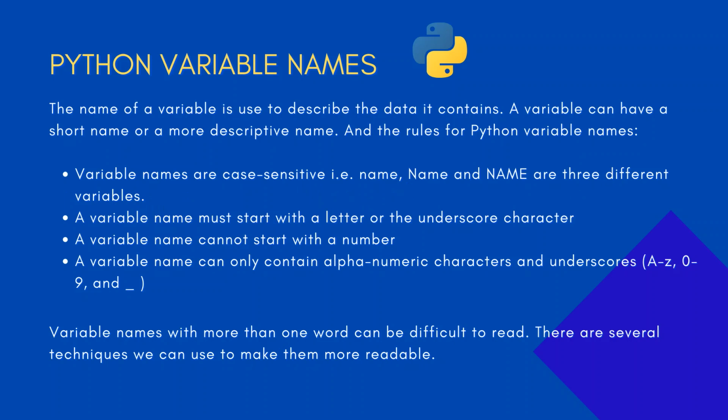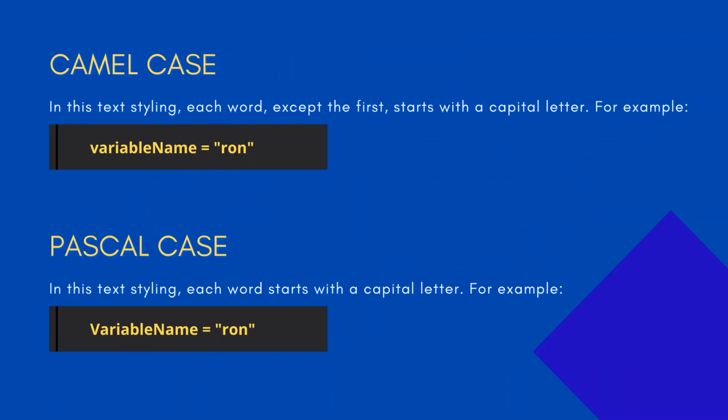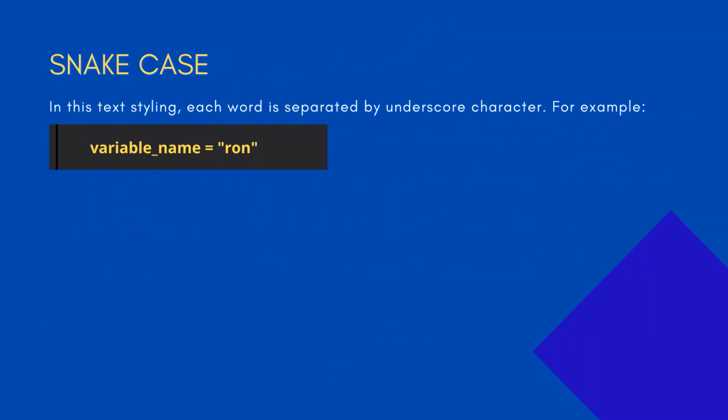So, variable names with more than one word can be difficult to read. There are several techniques we can use to make them more readable. And these techniques are camel case, Pascal case, and snake case. So, first of all, let's talk about camel case. In this text styling, each word, except the first, starts with a capital letter like the given example. And in the Pascal case, each word starts with a capital letter like the given example. And at the last, in the snake case, each word is separated by an underscore character like the given example.